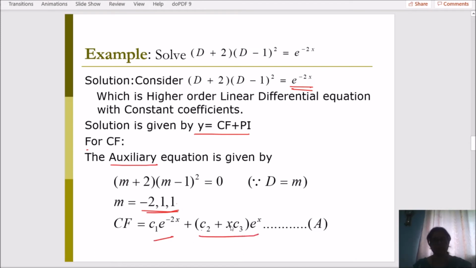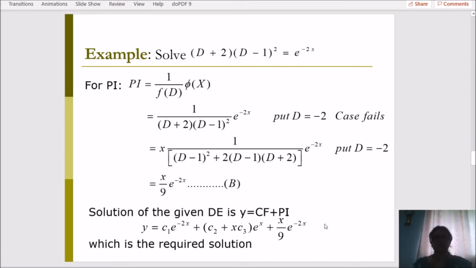Here (c1 + x c2) e^x, and for the root −2 we write the term c3 e^(−2x), which is the required CF. Now for PI, this is the method: 1 upon (D + 2)(D − 1)² times e^(−2x). We substitute D = −2 because the value is −2.